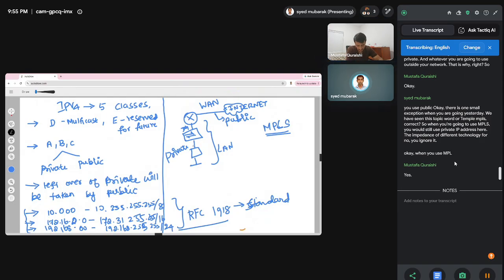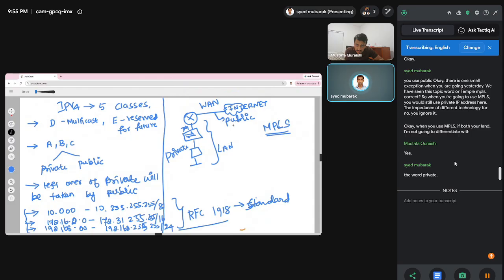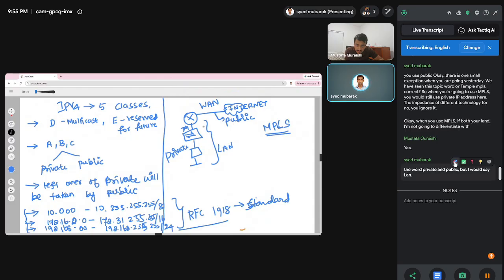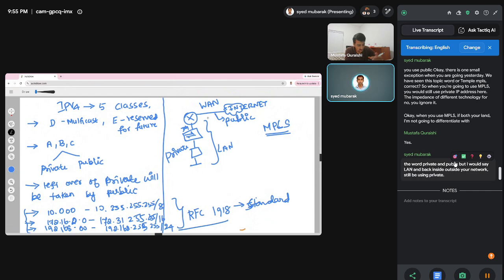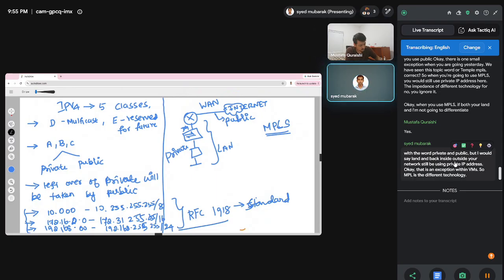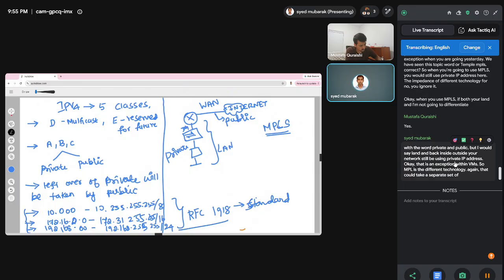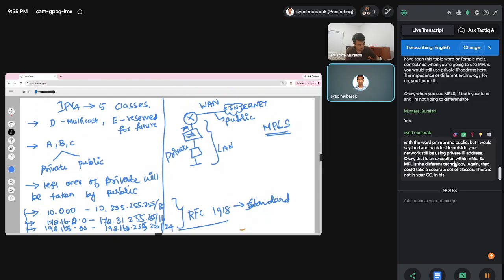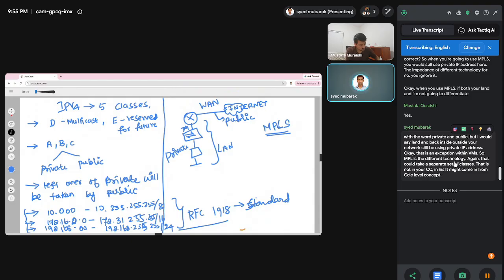Okay, when you are going to use MPLS, for both your LAN and WAN, I'm not going to differentiate with the words private and public, but I would say LAN and WAN, inside and outside your network, it will still be using private IP addresses. That is an exception with MPLS. MPLS is a different technology that would take a separate set of classes that is not in your CCNA syllabus. It might come in some CCIE level concept, not even in CCNP.